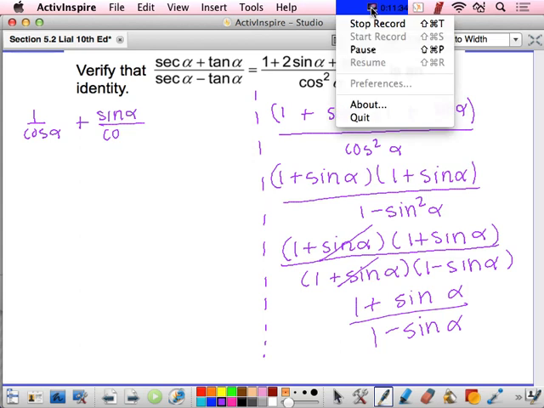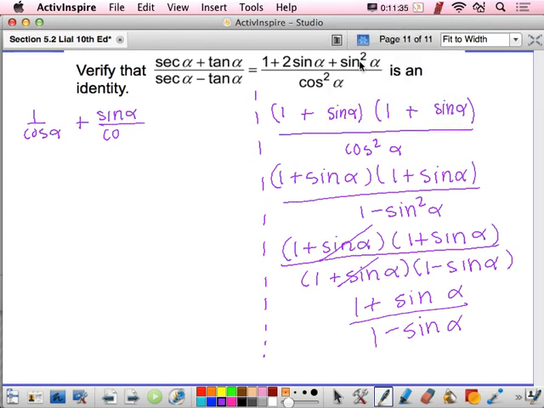Okay, let's try that again. So we're putting everything in terms of sines and cosines. We have 1 over cosine alpha plus sine of alpha over cosine of alpha all over 1 over cosine of alpha minus sine of alpha all over cosine of alpha. Now avoid the temptation here to try to cancel something. Those are both binomials and you can't cancel unless you can cancel from all 4 of them. So be very careful with that.